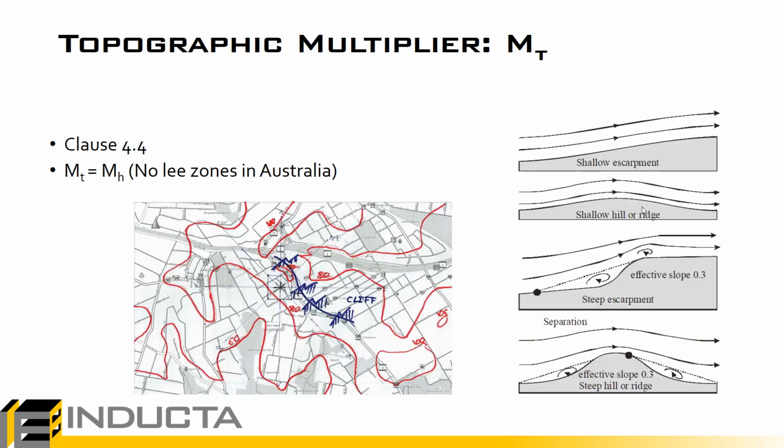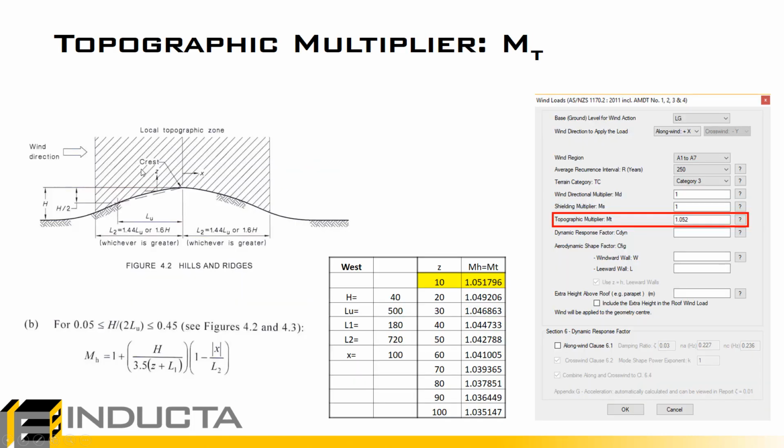Next, we put in the topographic multiplier. So for this particular example, I went through and calculated this by hand. Here I have a topography plot. I see that next to our site there's a drop-off, there's a cliff. So in Australia we have no lee zones, so the topographic multiplier is equal to the hill multiplier. And not going through the calculations in detail, but basically following the relevant table and the equation for a particular height, we see we have some topographic multiplier.